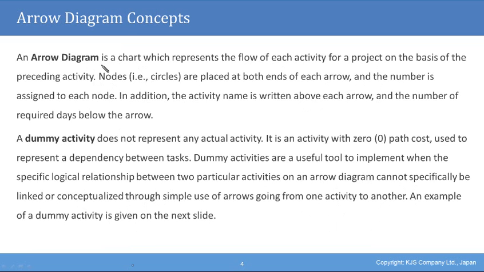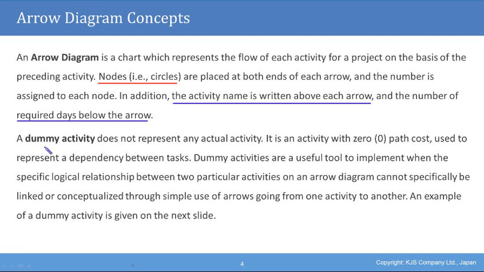An arrow diagram is a chart which represents the flow of each activity for a project on the basis of the preceding activity. Nodes, i.e. circles, are placed at both ends of each arrow, and the number is assigned to each node. In addition, the activity name is written above each arrow and the number of required days below the arrow.